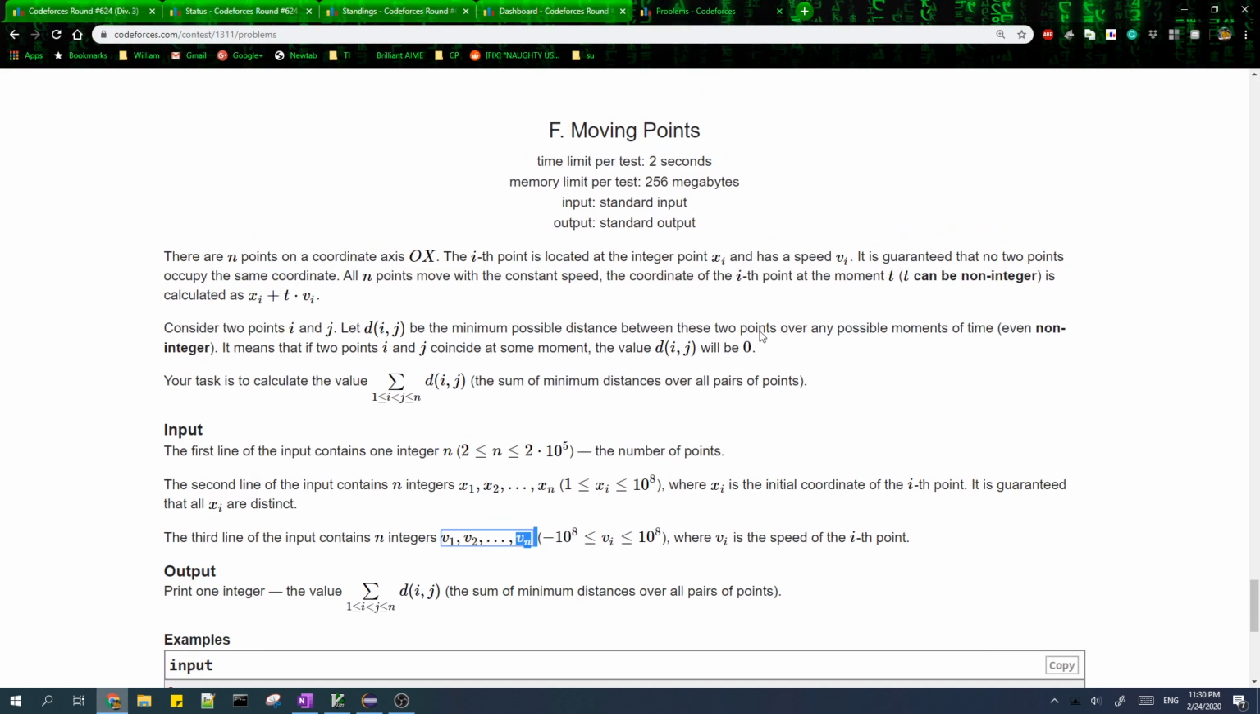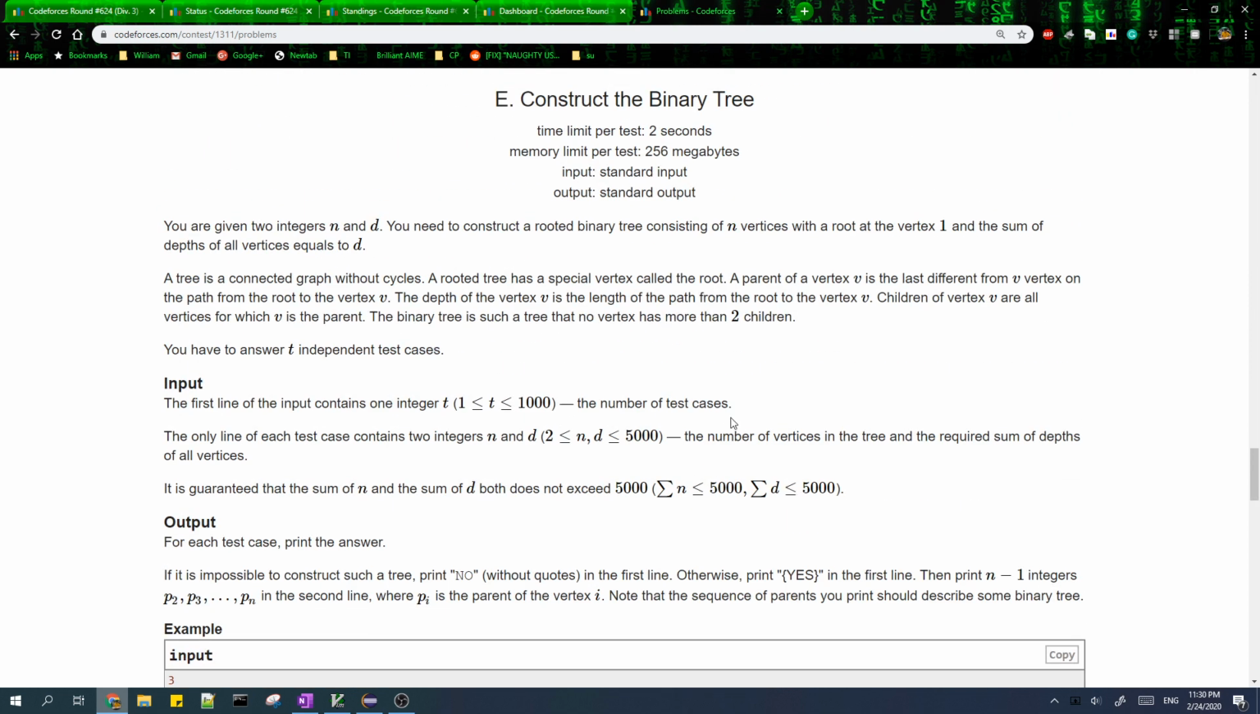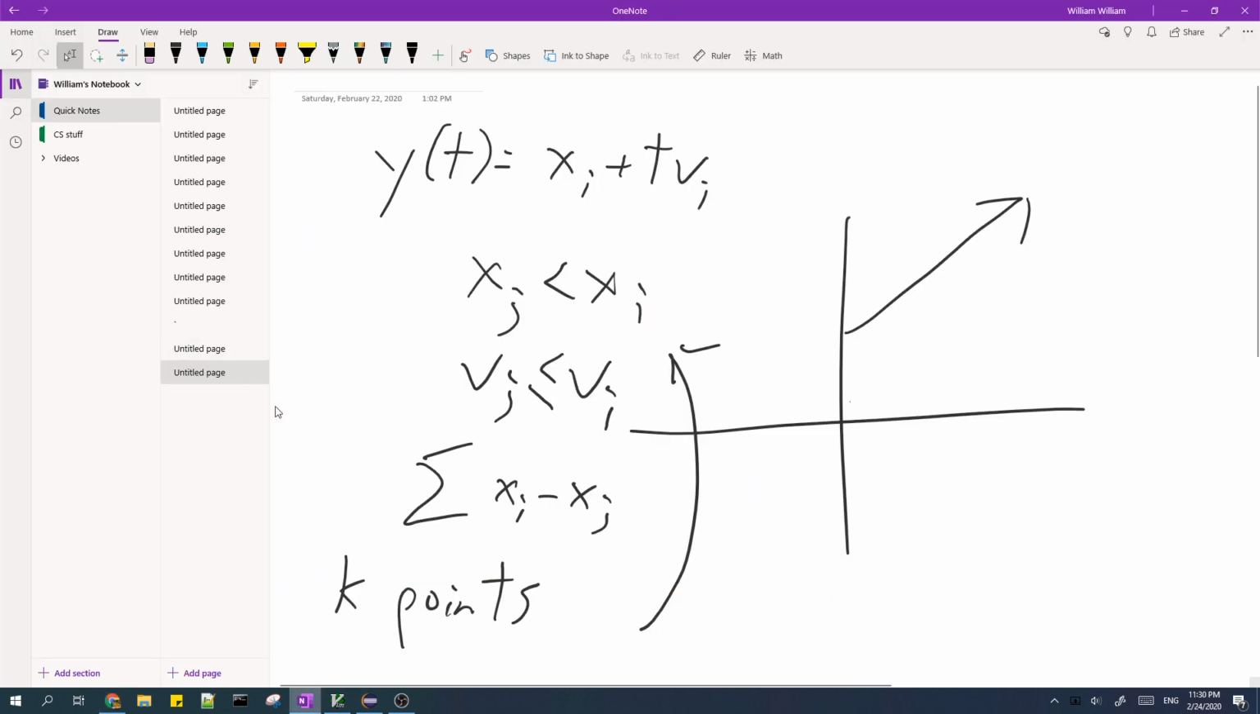Okay. So then, problem E. First we should consider the minimum and maximum sum of depths we can achieve. The minimum is hard to think about, but the maximum is actually pretty easy.